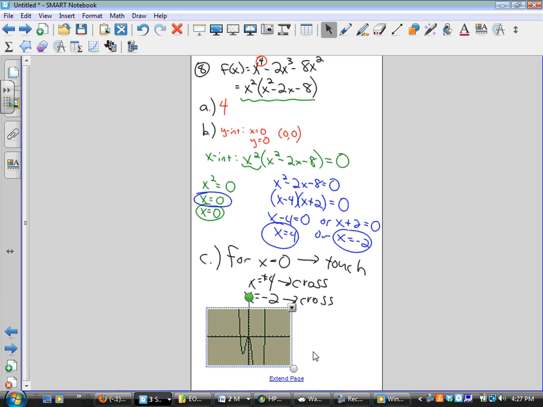There it is. So you can see that at 0, it bounces off the axis. At negative 2 and then also 4, it actually goes through the axis. Okay, so that was number 8. We had several parts to that. I had to know a lot of stuff to do that problem.